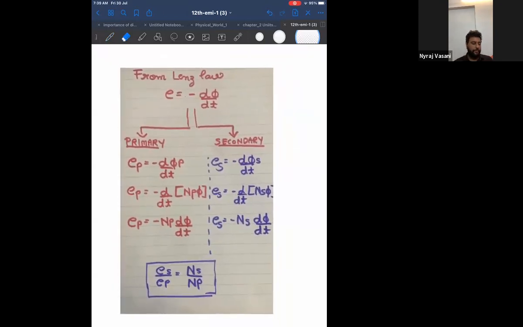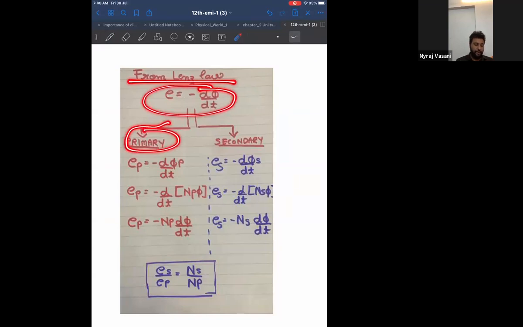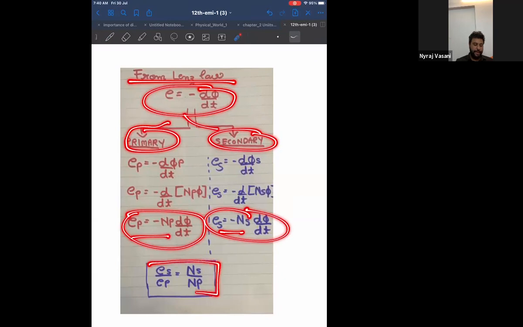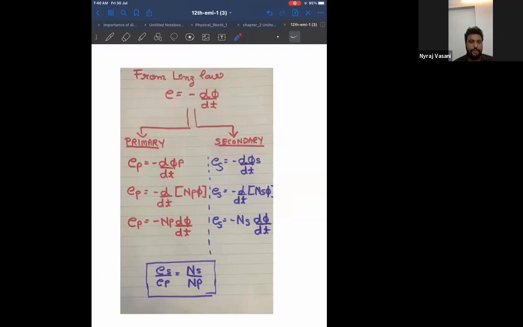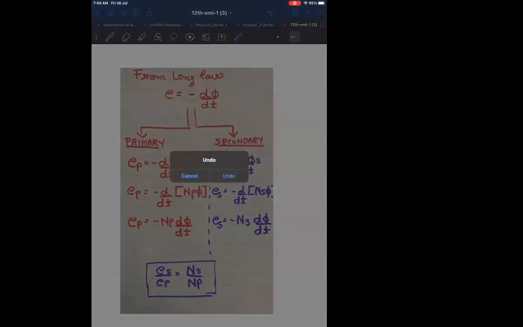And this is one of the most important equations of the transformer. But tell me, did you understand from Lenz's law? This is the basic formula. This formula I apply to the primary coil, I get this answer. The same formula I apply to the secondary coil, I get this answer. If I divide ES by EP, I get NS by NP. Are you all understanding what is written on the screen? If you have any doubt, please ask.